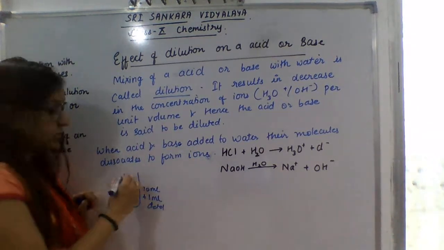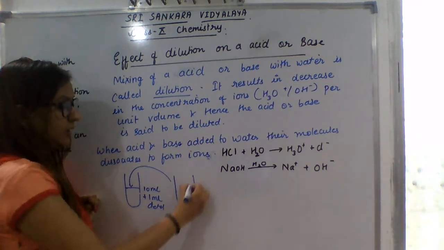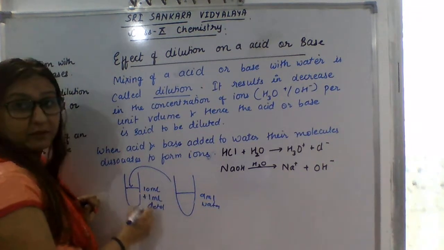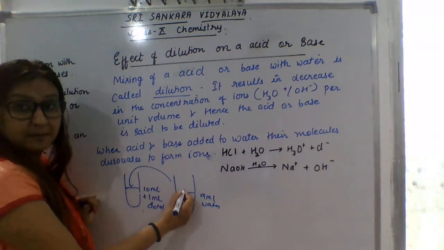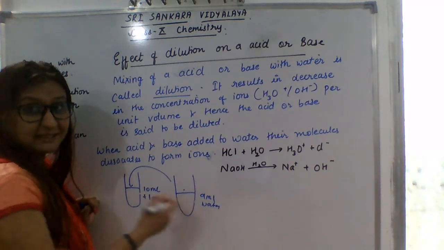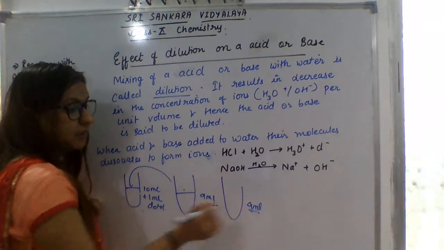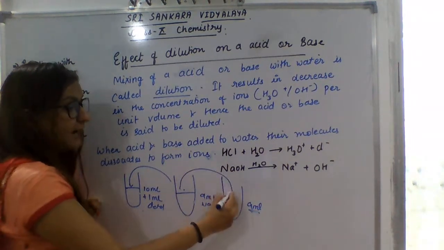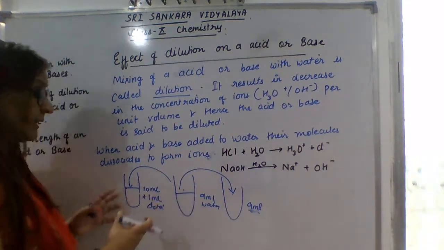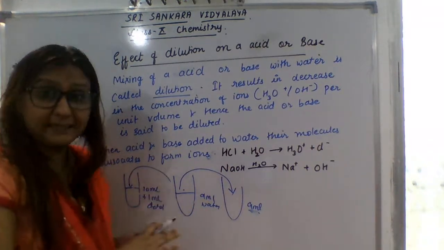Now take out 1 ml of Dettol from this solution, and in another test tube take 9 ml of water and add this 1 ml of solution to it. You can see this solution is more diluted than the previous one. Again take 9 ml of water, and from this test tube add 1 ml of solution to it. Hence, the more water we add to the solution, the more diluted it gets.